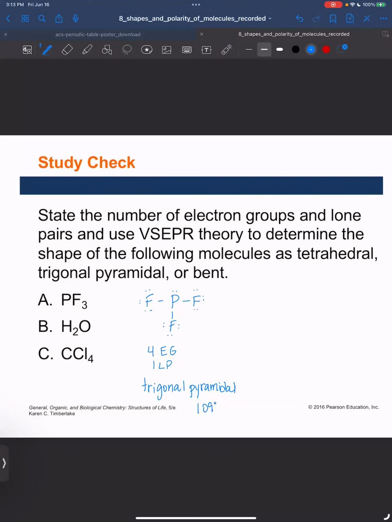All right, let's do water. So water's Lewis structure looks like this. It also has 4 electron groups, but 2 lone pairs. And so its molecular geometry is bent, but the bond angle is still about 109.